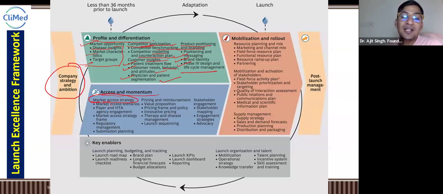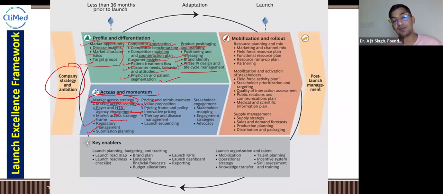Okay, how market access scenarios talk about payer and HTA agency engagements. HTA I will discuss in the next slide. You can tell me what HTA actually is. Okay, HTA agency engagements, then the market access strategy frame, that also I'm going to discuss in the next slides. And then regulatory management, submission planning, then price and reimbursement, like value propositions.